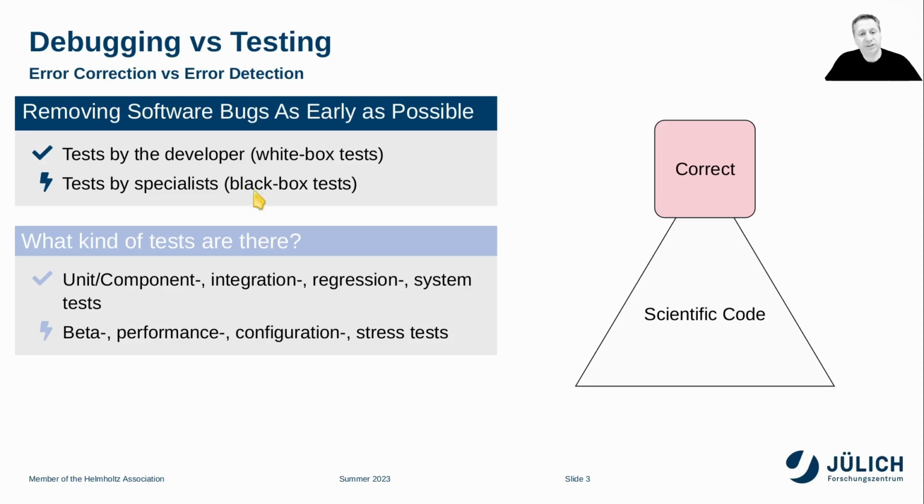In this talk, we mainly want to talk about the first kind, so tests you can do as a developer yourself. On the right, you can see how scientific code should work. So usually, if you write code, the most important thing is it should be correct. If it's not correct, we obviously don't get the results we want, so it doesn't make sense to execute it at all. And in order for code to be correct, there are certain sets of tests that you can do.